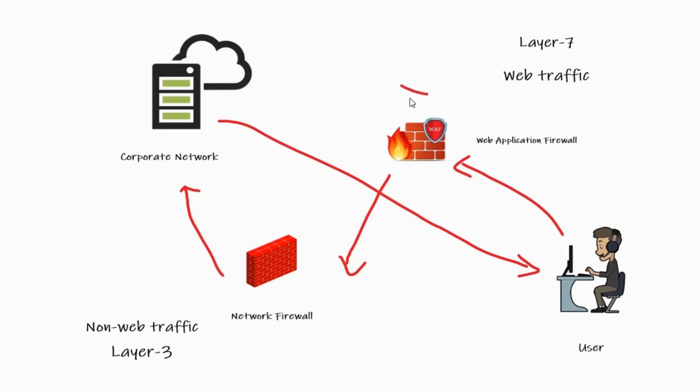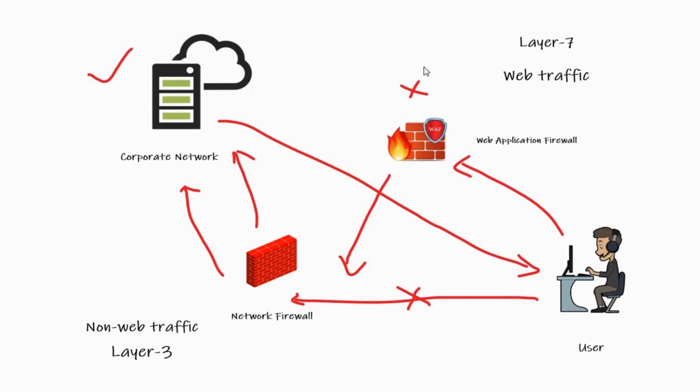Now, had we not had the WAF in place, the request would directly go to the network firewall. The network firewall will forward it to the corporate network. Now, here's the catch. The network firewall does not understand web-based or non-web traffic. So it blindly accepts and forwards it because they have the policies for that. Now, had this been non-legitimate traffic, this would have been a compromise of the traffic and the corporate network and all the web applications on that.